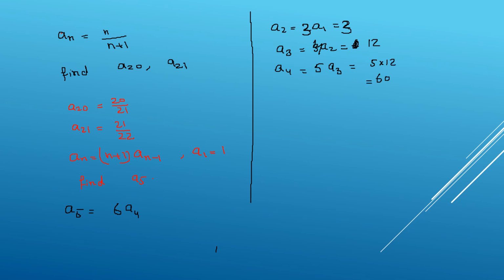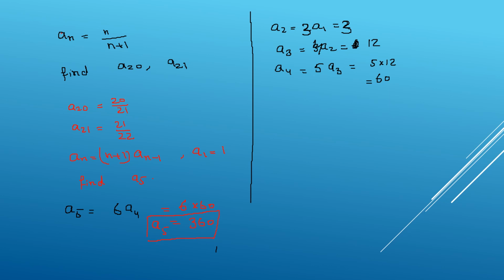So now we know a4. So what will a5 be? That will be 6 times a4, which is 60, so which makes it 360. So a5 is 360 here.